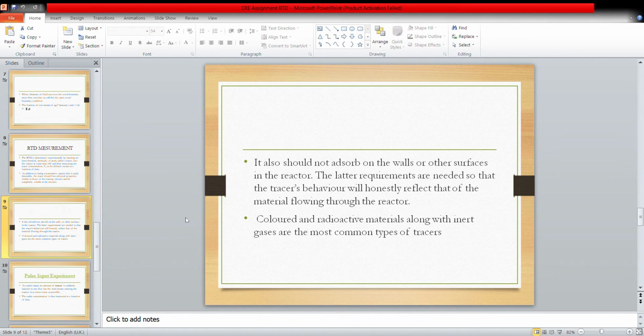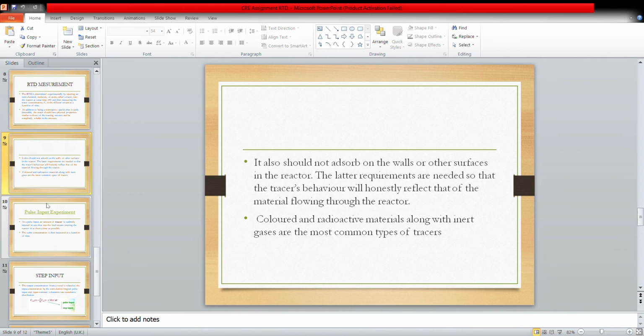It also should not adsorb on the wall or other surfaces in the reactor. The latter requirements are needed so that the tracer's behavior will honestly reflect that of the material flowing through the reactor. So it should not take more time than the molecules. Colored and radioactive material along with inert gases are the most common types of tracers. So there are two types of material, colored and radioactive material, along with the inert gases. These are the most common types.